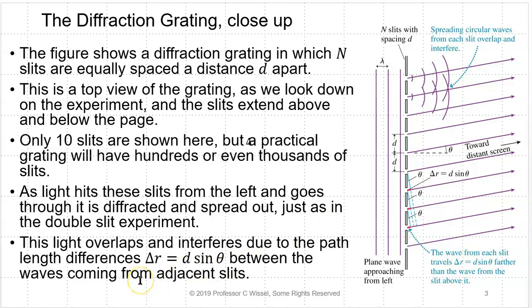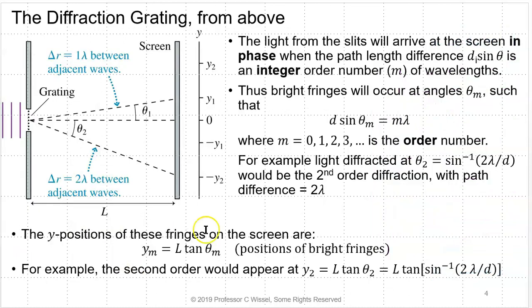The light will overlap and interfere due to path length differences, delta r equals d sine theta. It's the same as it was before between the waves coming from adjacent slits. And of course, here is the d sine theta right in here. Okay, so delta r equals d sine theta, that's this little thing down here. It's a little hard to see, but it's the same. You can go back and look at the other one for the double slit.